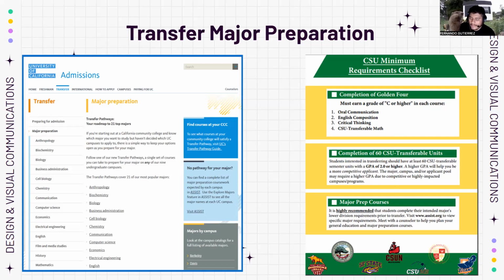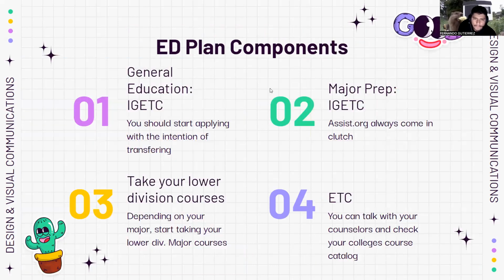That's the way you could use assist.org. So for your education plan components: number one, general education, IGETC. You should start applying with the intention of transferring. Number two, major prep, IGETC as well. Assist always comes in clutch. Number three, taking your lower division. Depending on your major, you should start taking your lower division courses, because that way you don't have to worry about the hard part.